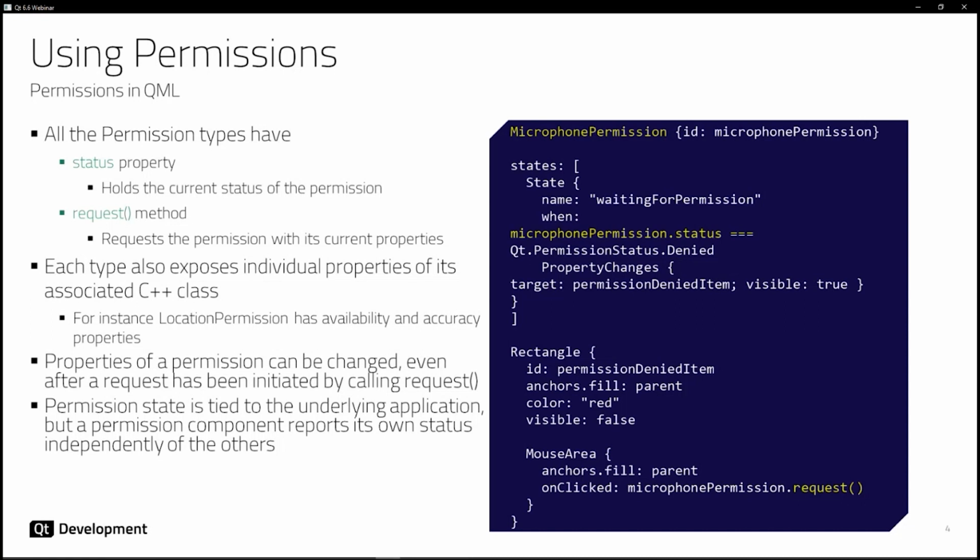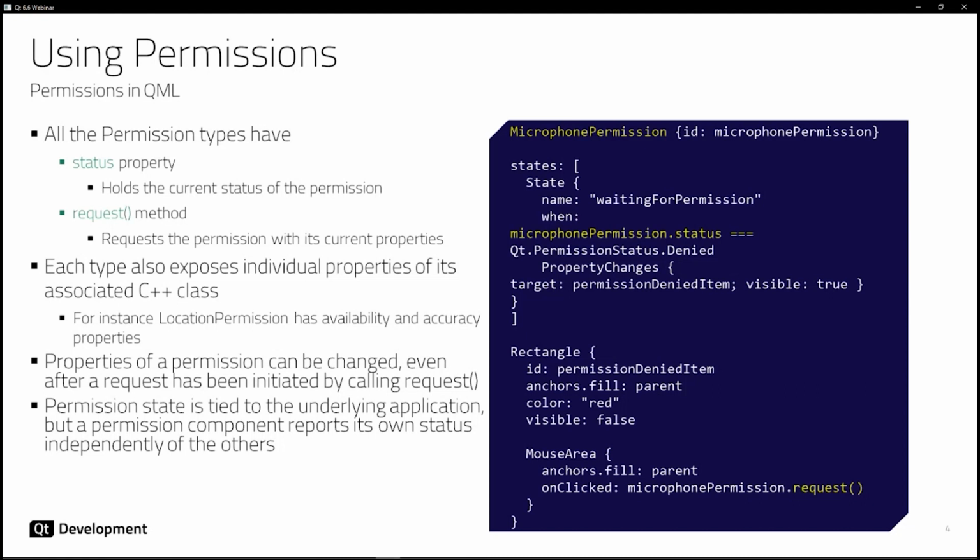Besides, each permission also exposes individual properties of their associated C++ class. So for instance, LocationPermission will have the request method and the status property, but also the availability and accuracy properties that were already available in the LocationPermission C++ class. And of course, you can take a look at the documentation for each permission to quickly check what properties you can use for this permission type.